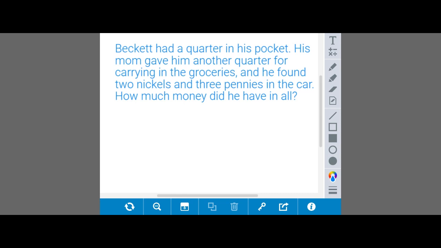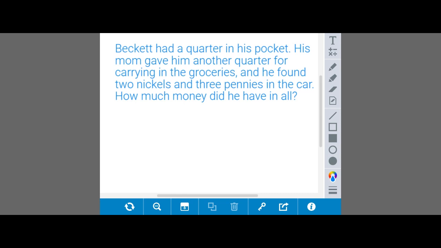Today's problem comes from page 117 in the Home Connections book from Nines, Tens, Clocks, and Coins. Here is today's problem. Beckett had a quarter in his pocket. His mom gave him another quarter for carrying in the groceries, and he found two nickels and three pennies in the car. How much money did he have in all?